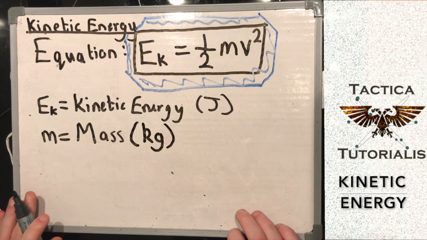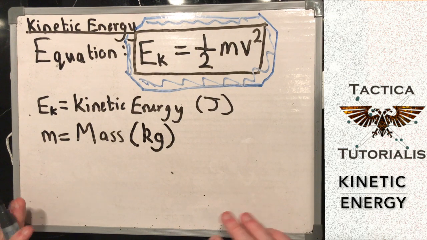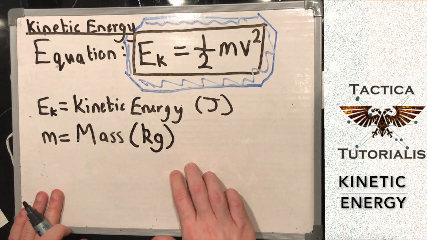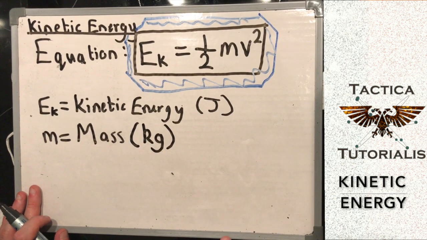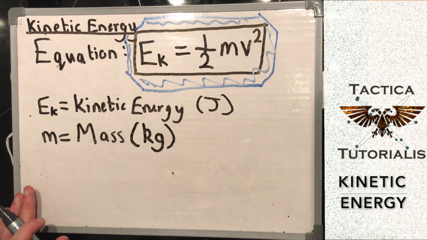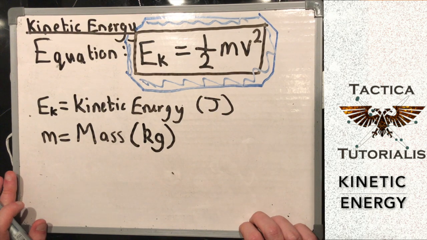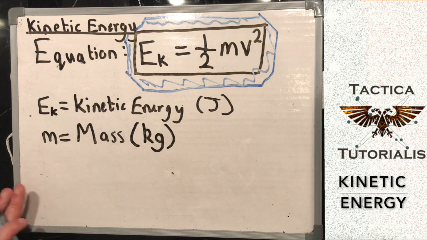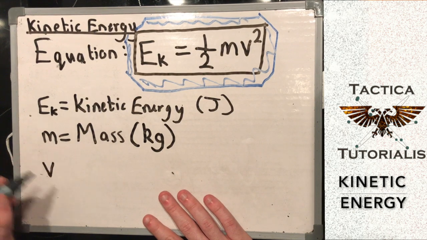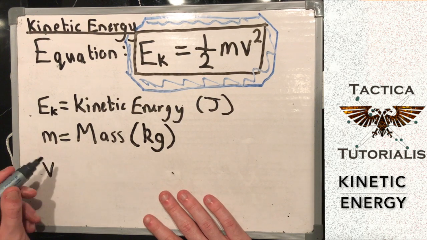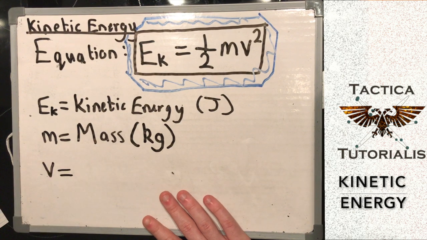Now you might be wondering, why not grams? Why kilograms? Honestly, I couldn't tell you exactly why the people who wrote the SI unit scale decided to make it kilograms. Probably because a lot of things are quite heavy, and so it would make more sense to work in kilograms than in grams. That's just my assumption. Now the final one is v. I'm not going to write v squared. I'm just going to write v.